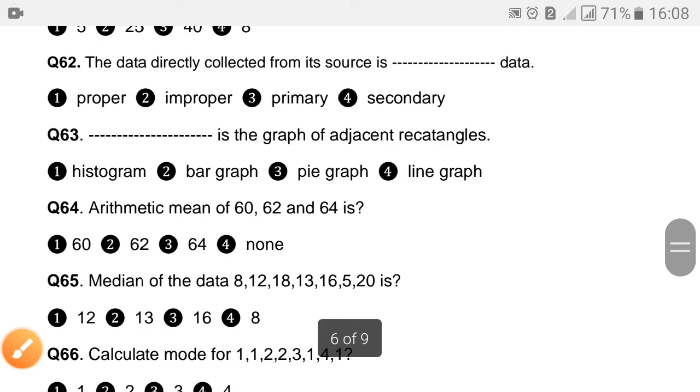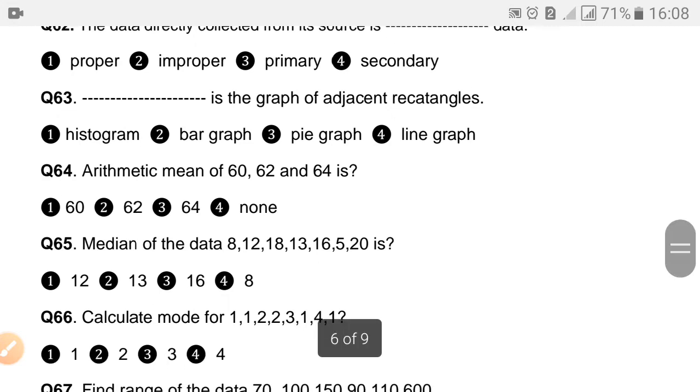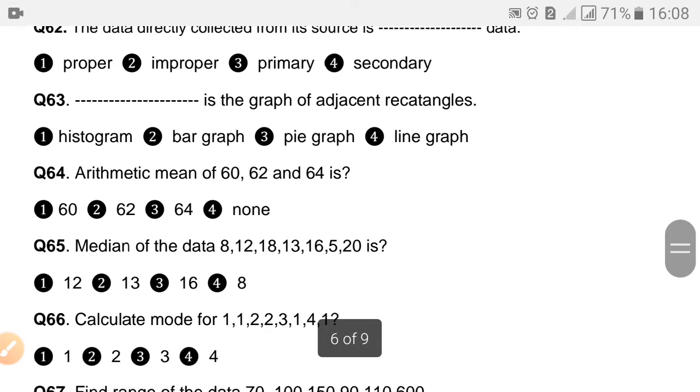Question number 62 is, the data directly collected from its source is known as proper, improper, primary or secondary data. This is primary data. Primary data is the original data which we get from the original source, from the originator, and secondary data is that which we do not get from the original source but from other sources. Proper and improper are not types of data, but are related to fractions in mathematics. So this is the primary data.